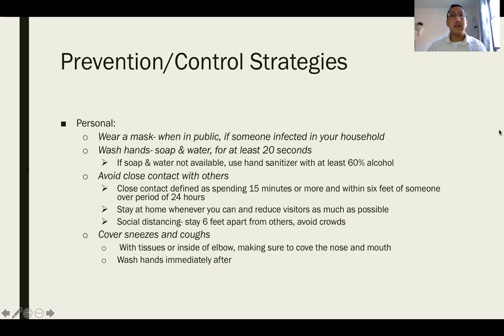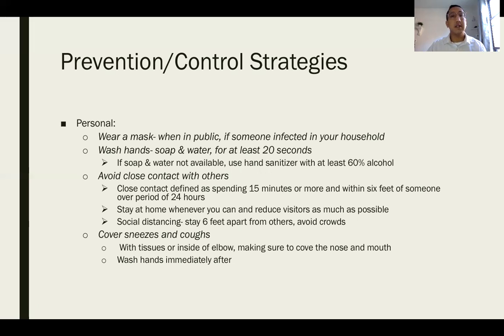So for prevention and control strategies, I split this between personal and then a community and larger level. So personally, the strategies, what people can do individually, is what we've been hearing from the experts over and over again. The main ones being wearing a mask when in public. And they also recommend that if you have someone in your household who is infected, to wear a mask in your house as well.